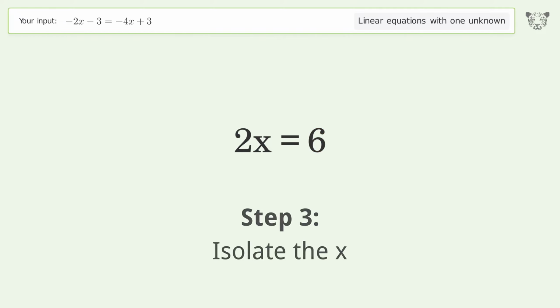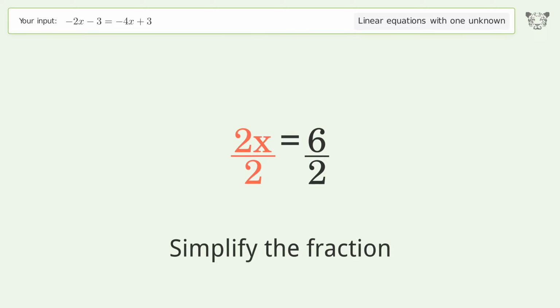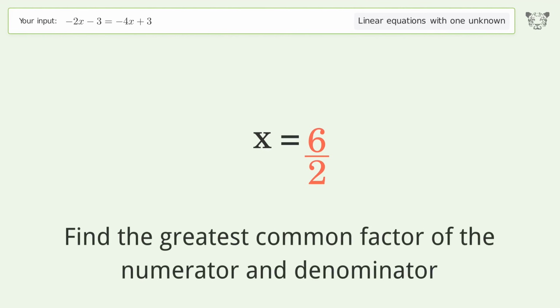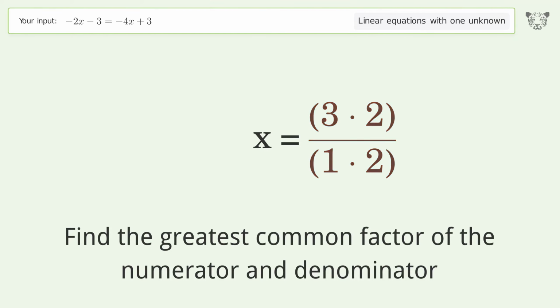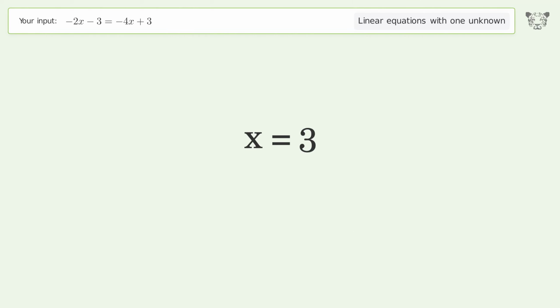Isolate the x. Divide both sides by 2. Simplify the fraction. Find the greatest common factor of the numerator and denominator. Factor out and cancel the greatest common factor. And so the final result is x equals 3.